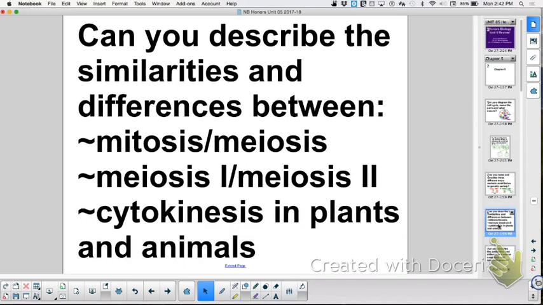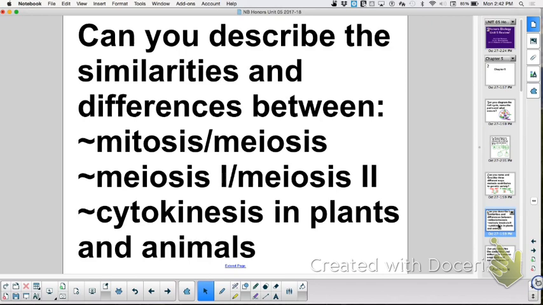Can you describe the similarities and differences between mitosis and meiosis? We did that already, right? Mitosis, it's an exact what? Clone. However many chromosome numbers you have in the original cell, you will make 2 cells that have the exact same number. Whereas meiosis, you can have variety, right? And instead you will go from a diploid cell to a haploid cell.